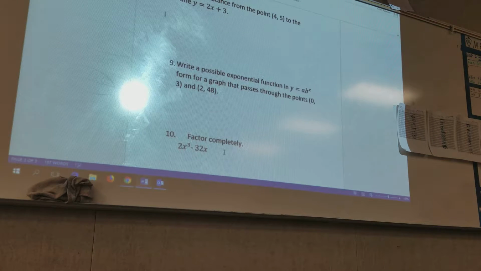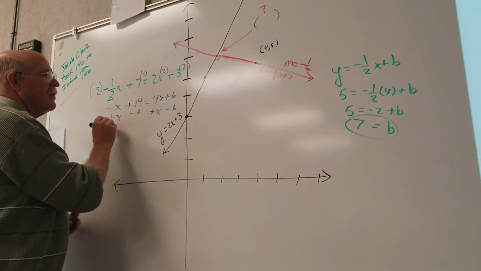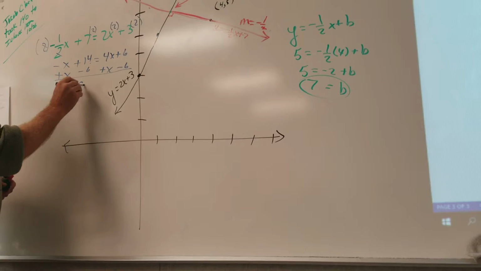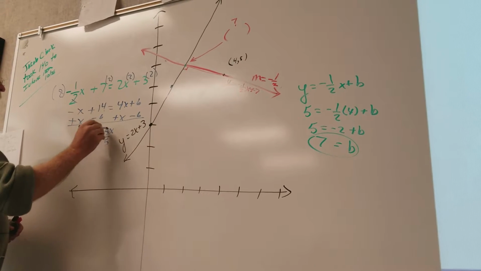I'm going to multiply everybody by 2 to get rid of the fraction. The 2's cancel, leaving negative x. 2 times 7, 2 times 2x, 2 times 3. I'm going to collect all my letters to one side, all my numbers to the other. That's 14, not 17. That gives me 8 equal to 5x, divide both sides by 5.